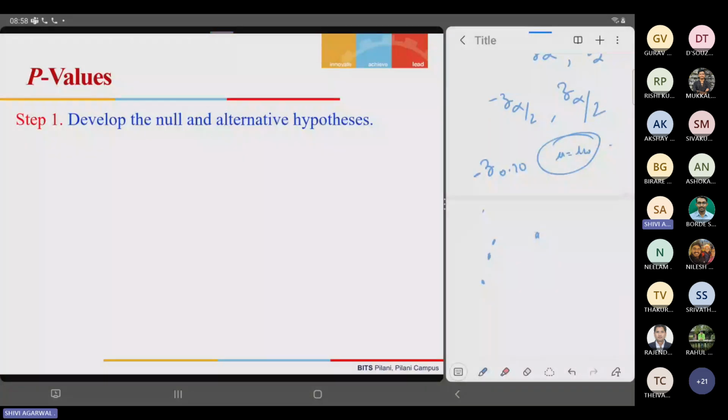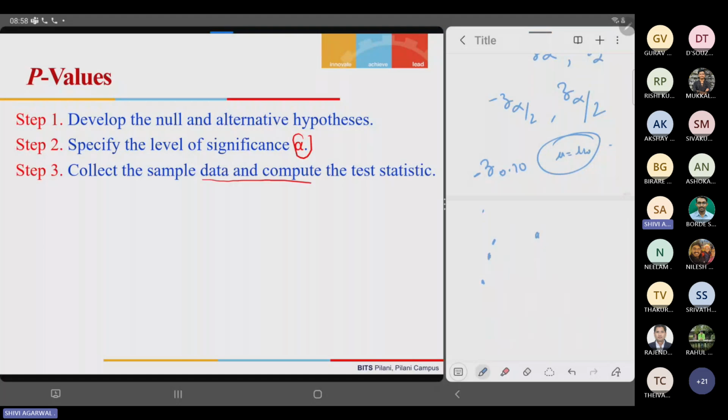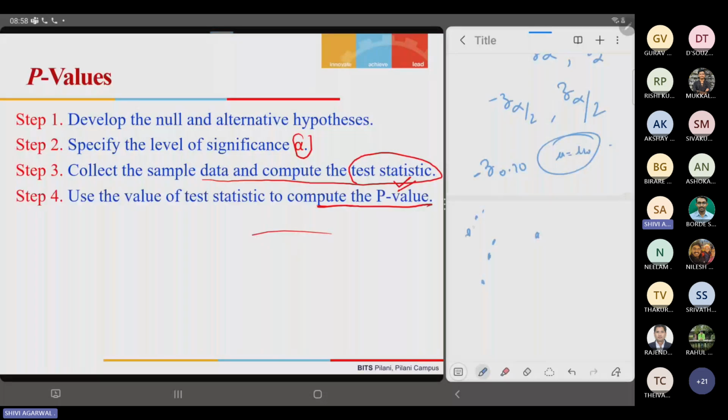So finally, we develop the null and alternate hypotheses. We have the alpha value. Then we collect the sample data and compute the test statistic. Based on this test statistic, we compute the p-value. And then we compare the p-value with alpha. If the p-value is less than alpha, we reject H0. Otherwise, we fail to reject H0. If we reject H0, what type of error are we committing? We are committing a type 1 error. If we fail to reject H0, we are committing a type 2 error.